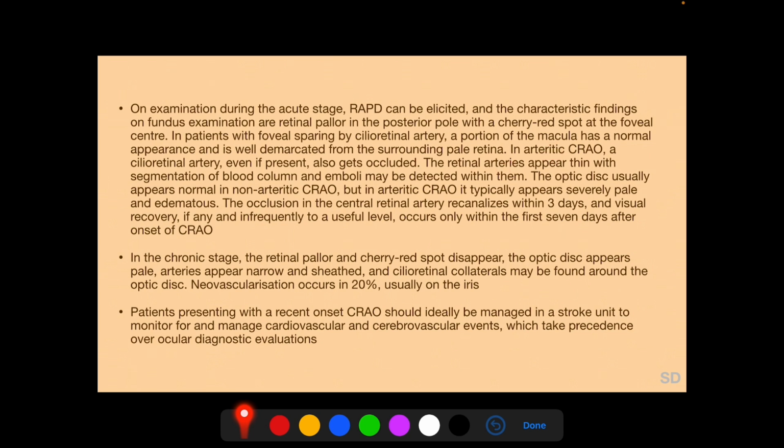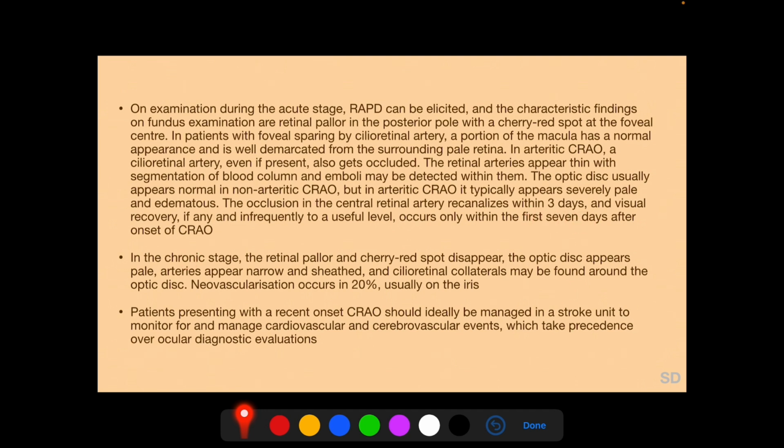The retinal arteries appear thin with segmentation of the blood column, and emboli may be detected within them. The optic disc usually appears normal in non-arteritic CRAO, but in arteritic CRAO, it typically appears severely pale and edematous because it is usually associated with arteritic anterior ischemic optic neuropathy. The occlusion in central retinal artery occlusion recanalizes within 3 days following onset of CRAO, and visual recovery, if any, and infrequently to a useful level, occurs only within the first 7 days after the onset of CRAO.